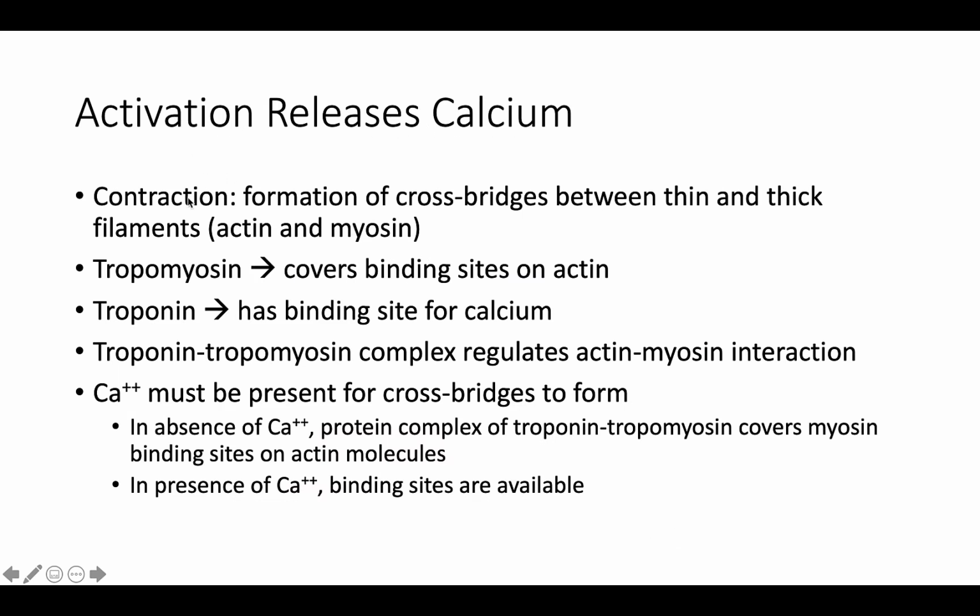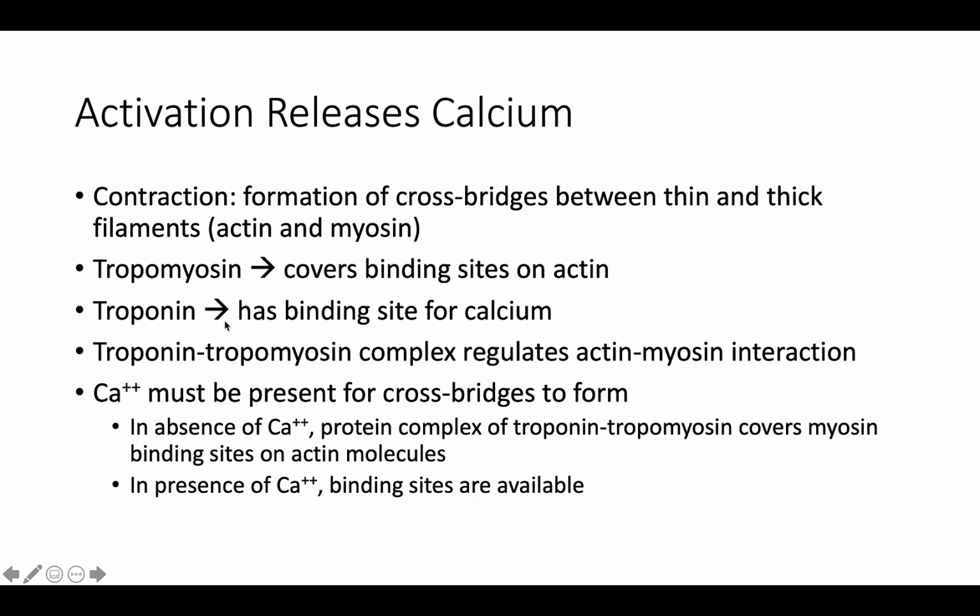Activation releases calcium. This is contraction: the formation of cross bridges between thin and thick filaments, the actin and myosin. So just some quick definitions here. Tropomyosin is a protein that covers the binding sites on actin, and it's basically saying that myosin cannot bind to actin.